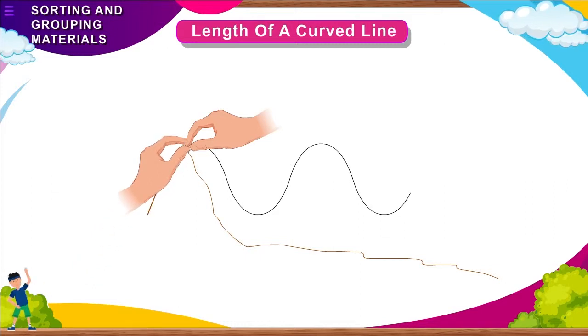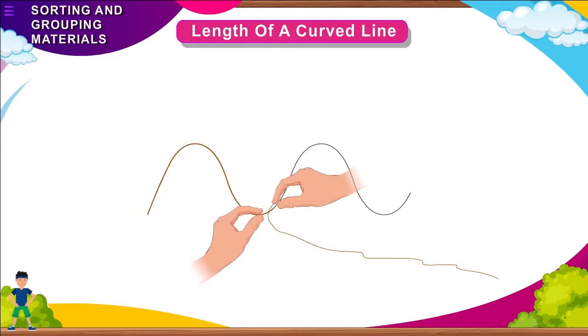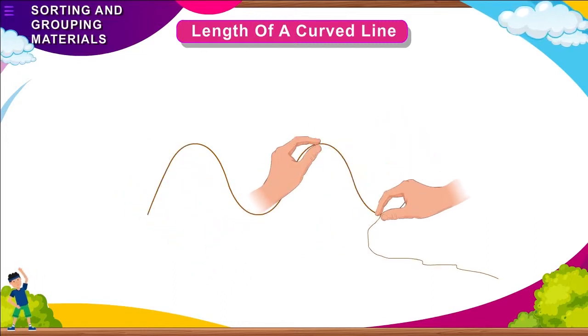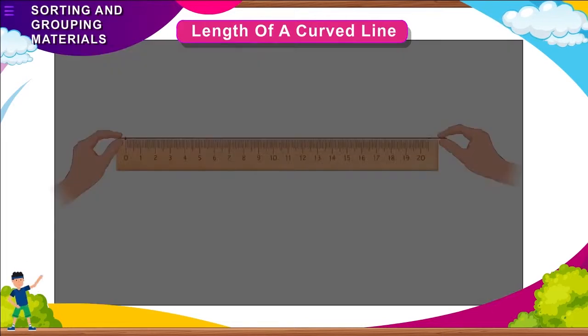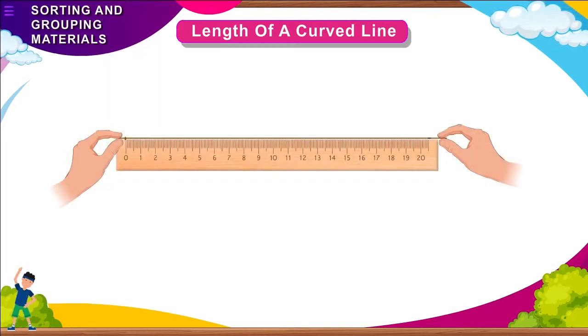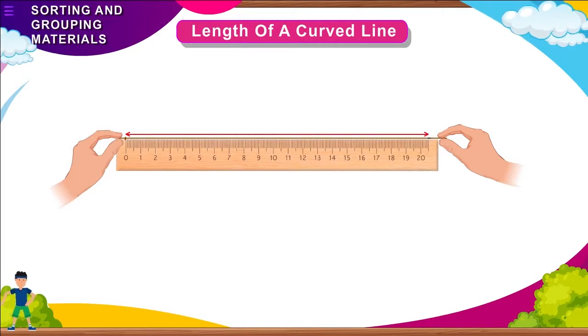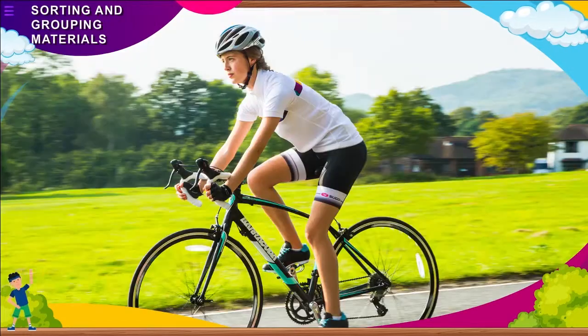Use the other hand to stretch a little more portions of the thread. Repeat this process till you reach the other end of the curved line. Use a marker to mark a point on the thread where it touches the end point of the curved line. Now measure the length of the thread correctly from one end till the marked end using a measuring scale, a standard unit. This measured length is the length of the curved line.